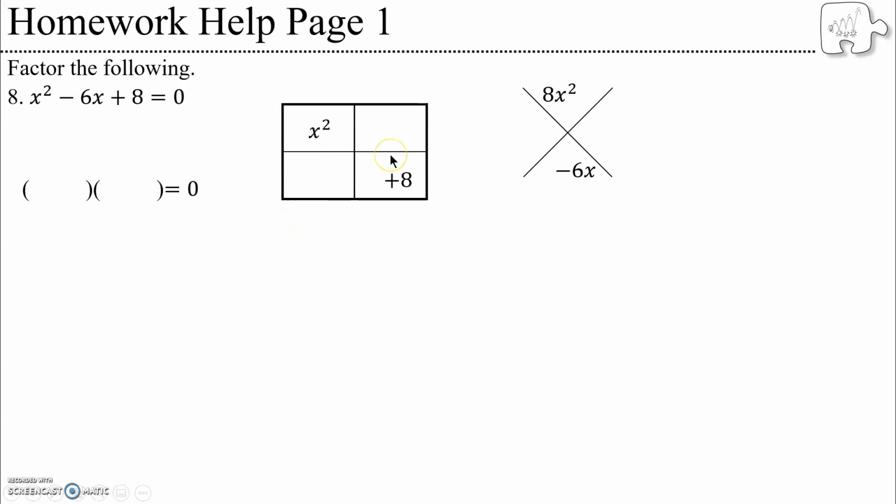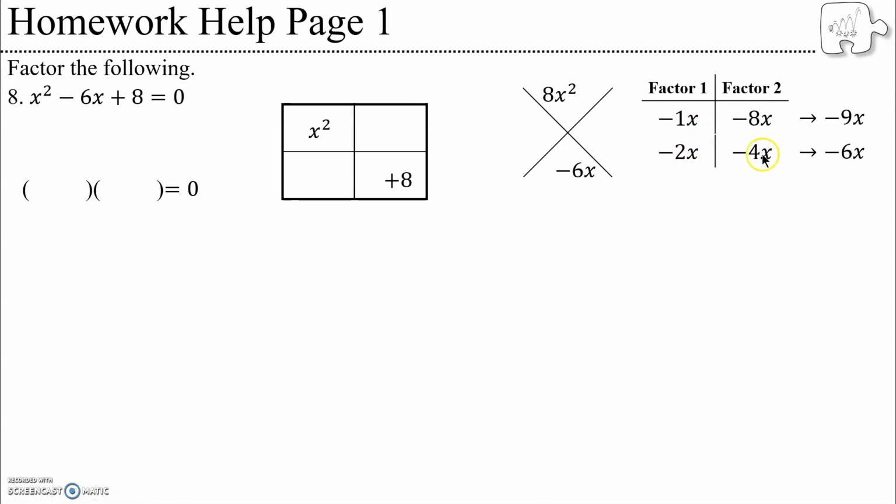the first and the last in the corners of the generic rectangle. And when we multiply them together, we get 8x squared. We want it to add to negative 6x. So this is the same as problem 6, where they got to multiply to a positive and add to a negative. So both of our factors are going to be negative here. It's either going to be negative 1 and negative 8, which gives us negative 9, or negative 2 and negative 4, which gives us negative 6. That's what we wanted, negative 6x. So we could fill in negative 2x and negative 4x.